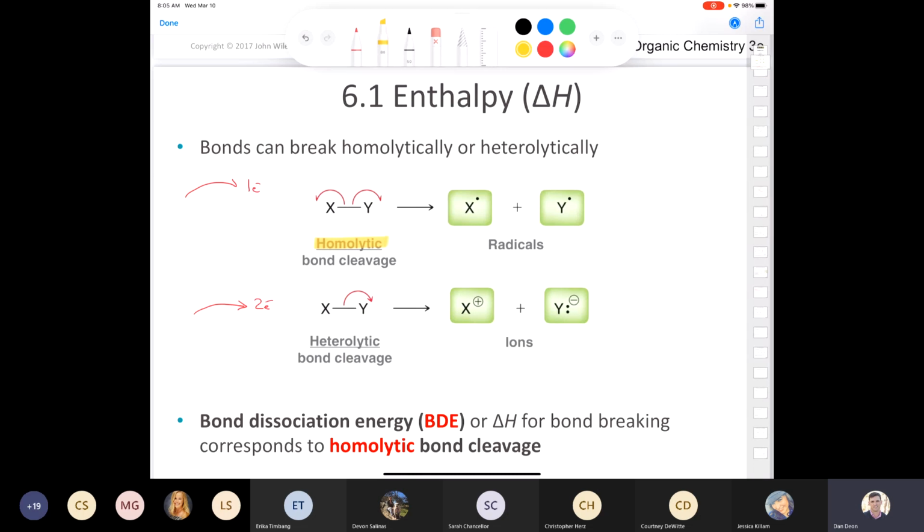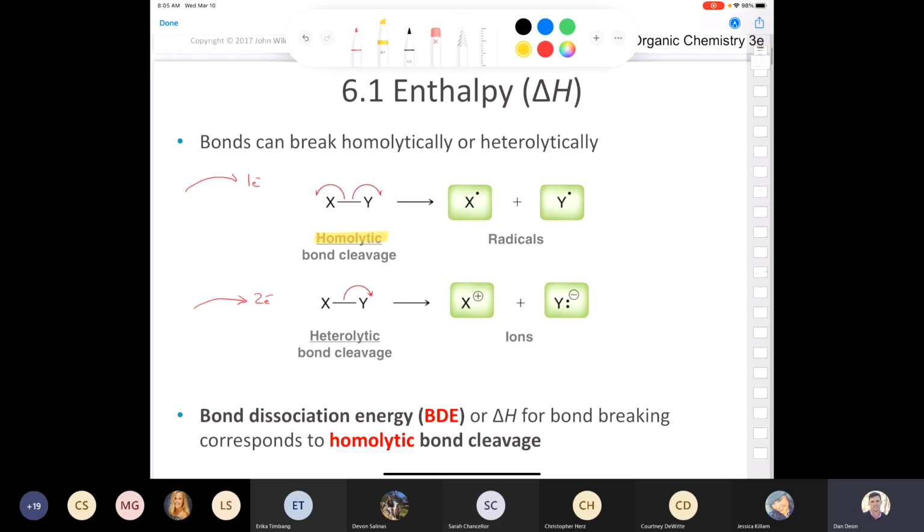In heterolytic bond cleavage, that's when we take both of the electrons and give them to one of the elements in that bond. And in that case, we end up with a cation and an anion. Well, when we're going to calculate enthalpy of a reaction in this chapter, and we're going to do it this morning, and I'll probably ask you a question on your quiz about this, the bond dissociation energies, or the delta H's for bond breakings, those correspond to homolytic bond cleavages, okay?